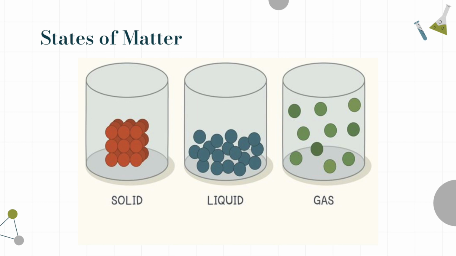Now we will go into the different states of matter. Basically, states of matter are the different forms that matter can take up. Matter is anything that has mass and takes up space, like the air we breathe, the water we drink, and also the food that we eat. There are three main kinds of states of matter: solid, liquid, and gas. And now we will go into each of these states of matter.